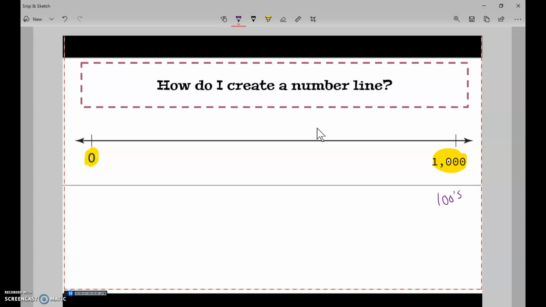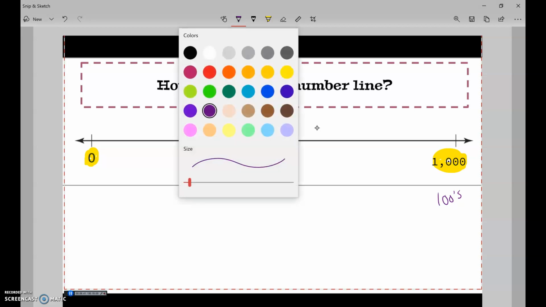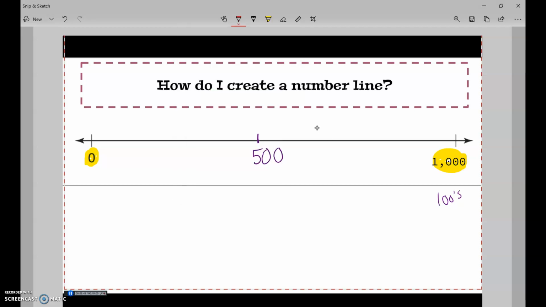So I need to find my midpoint. It can't be 5, because I have 1,000. Can't be 50, because I'm trying to get 1,000. 50 is not the half of 1,000. So 500. Now I'm gonna put again, but now I'm gonna space them out by interval.